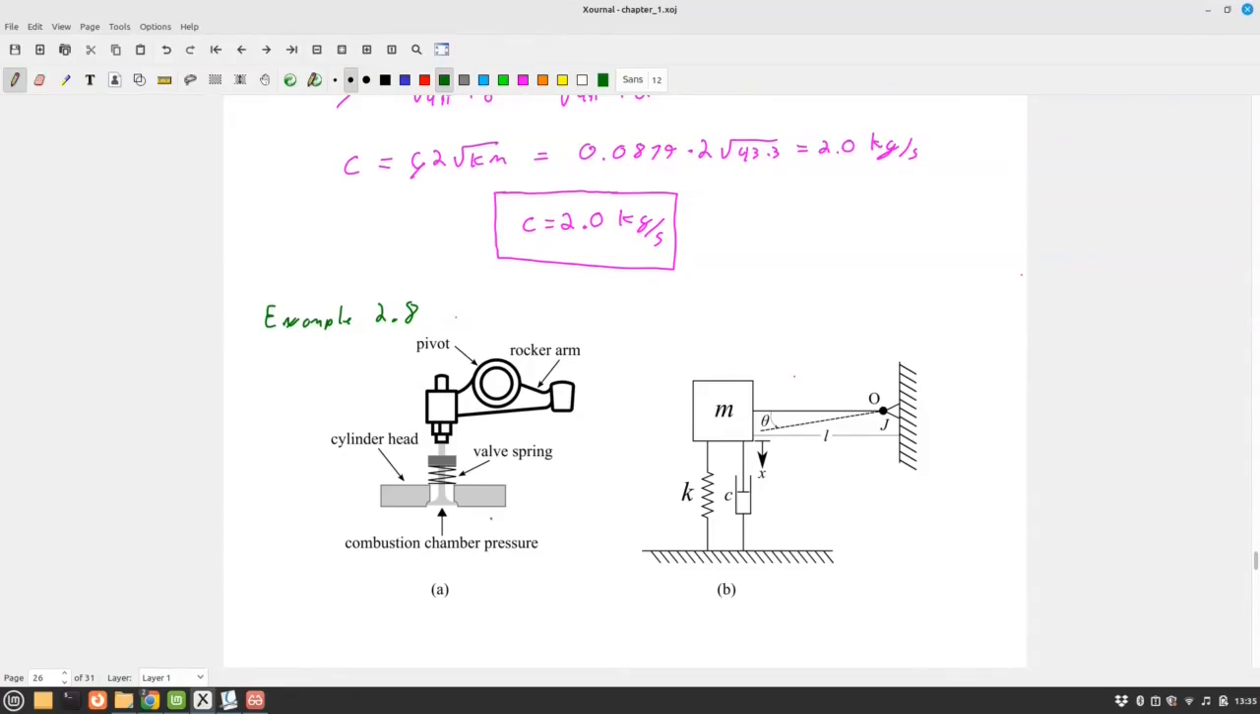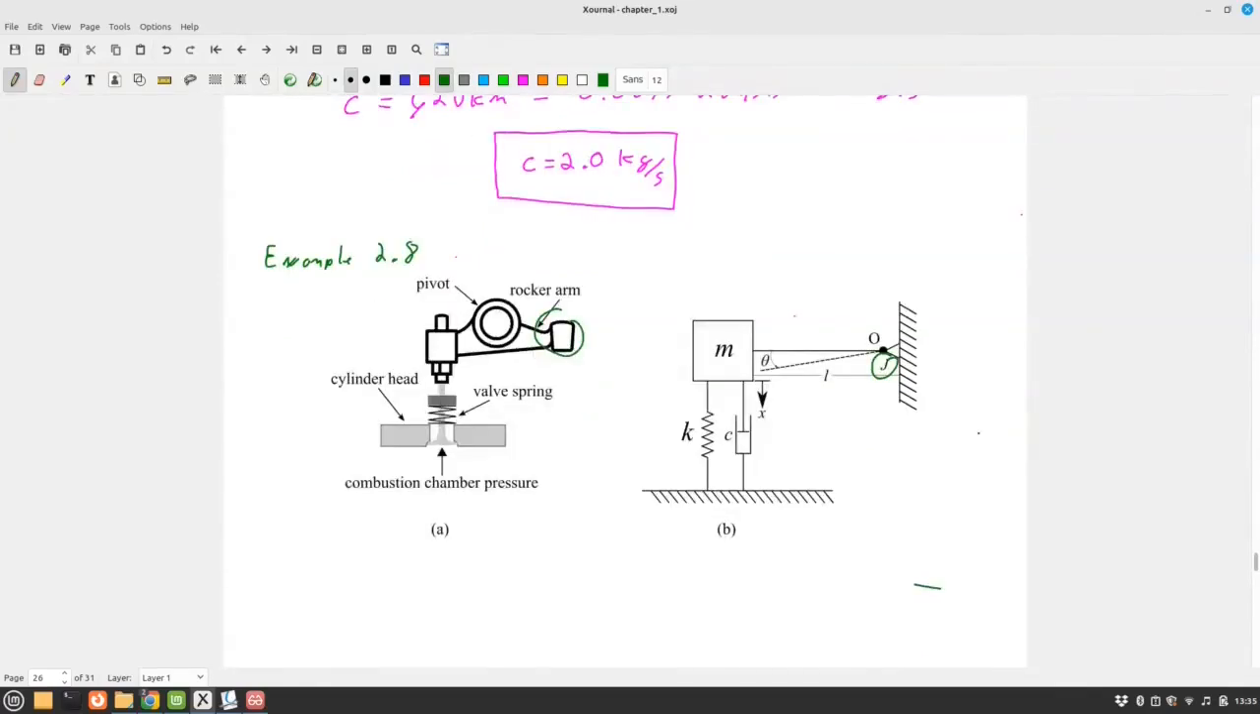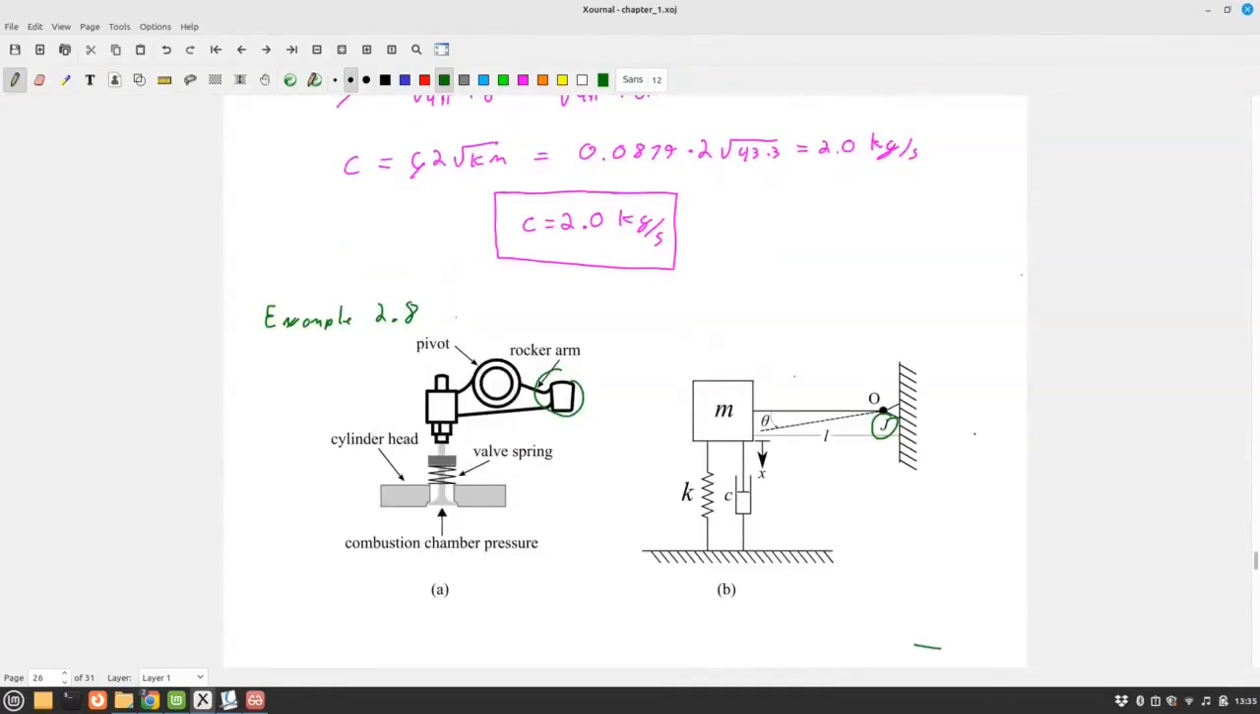An engine valve assembly is depicted where J is the inertia caused by the right-hand side of the rocker arm. So we have some sort of inertia caused by the rocker arm here, and we're going to model that as J, and derive an analytical solution for the natural frequency of the rocker arm. The assumption is that sine of theta equals theta and cosine of theta equals 1.